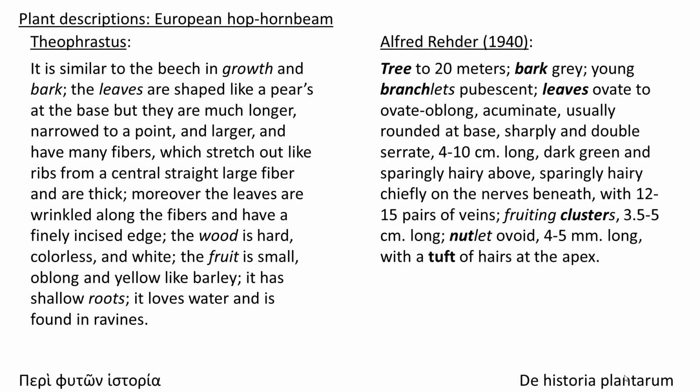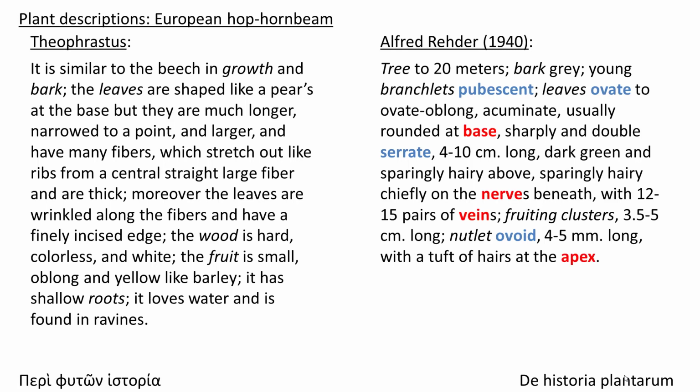The word tree and words for plant parts like bark, branch, leaf, cluster, nut, and tuft are good old common English words of Teutonic origin. The more technical words like pubescent, ovate, serrate, ovoid, and less obviously base, nerve, vein, and apex are of Latin origin.